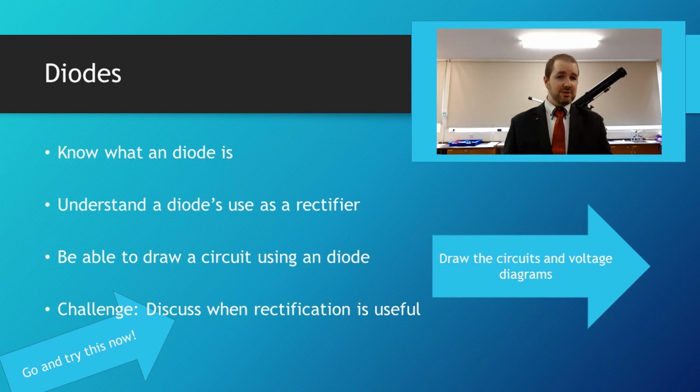So what you should have picked up from this video: you should know what a diode is, you should understand the diode's use as a rectifier, and you should be able to draw a circuit using a diode. And I hope that now you can go away and talk about when rectification is actually useful. When could you use it? And I'm going to give you a little bit of a hint. Maybe think about your phones, maybe think about your laptops.